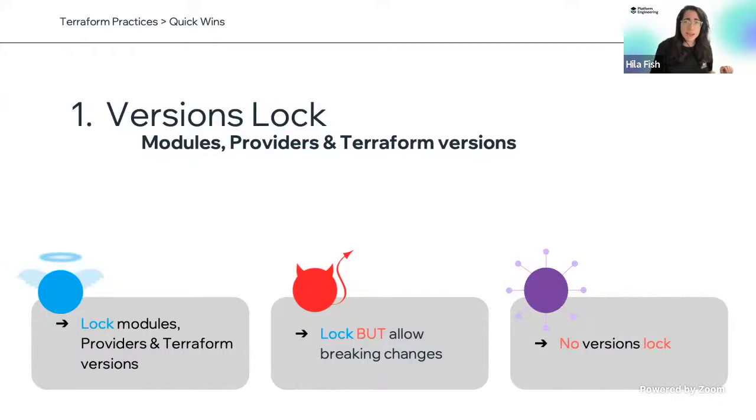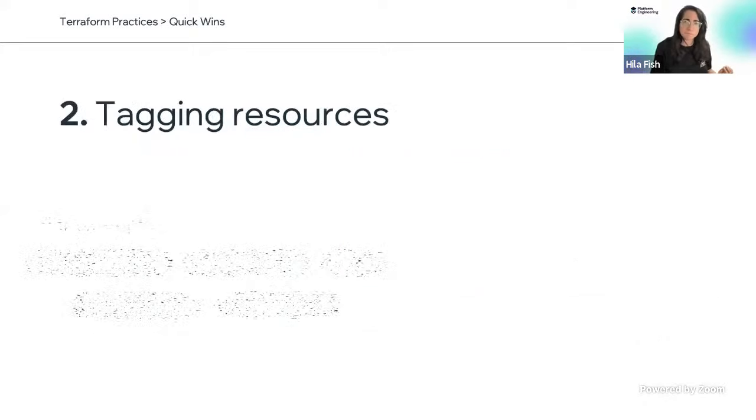And the ugly thing is to have no version locks whatsoever. Trust me, you will have syntax issues, you will have a lot of problems. So just try to avoid that. And the thing about consistent versions and no conflicts or breaking changes is that it will allow and help your teams in the long run, which is an awesome thing to have.